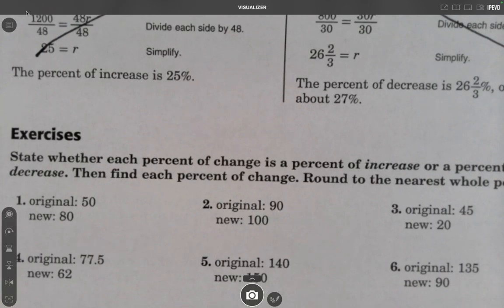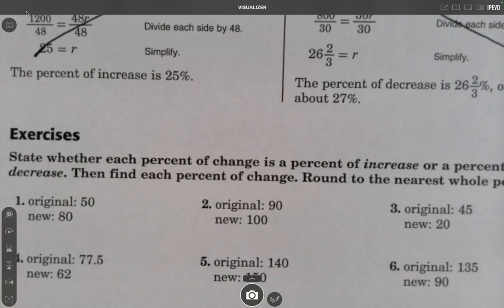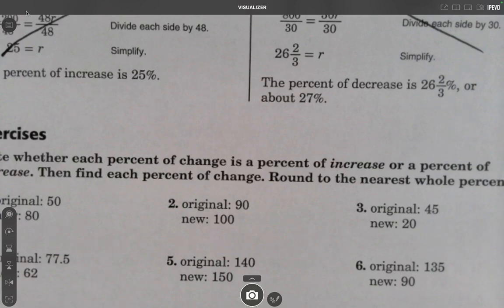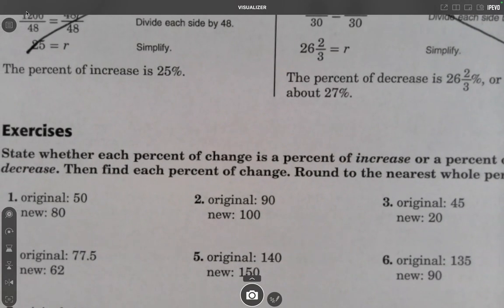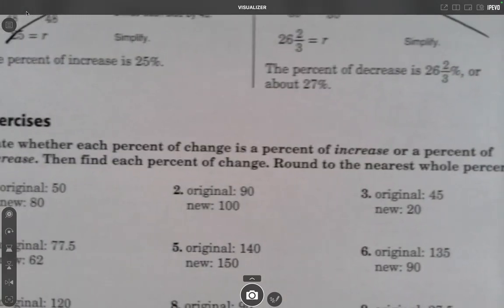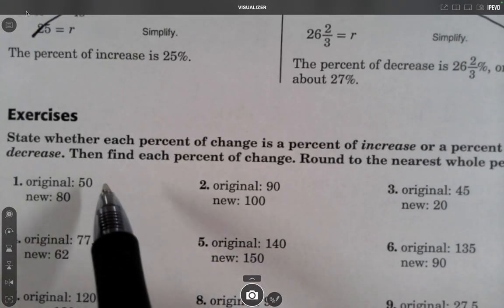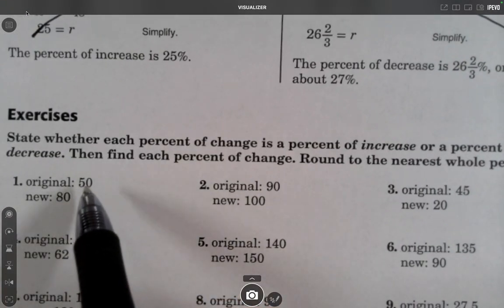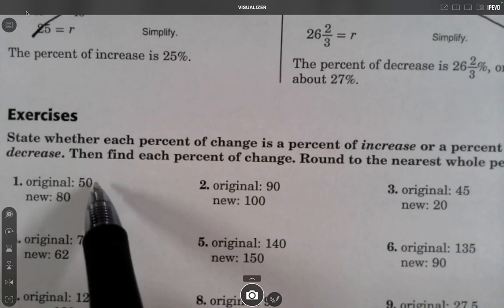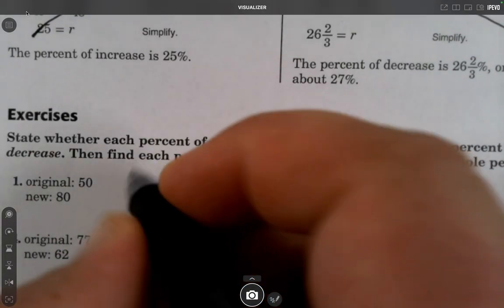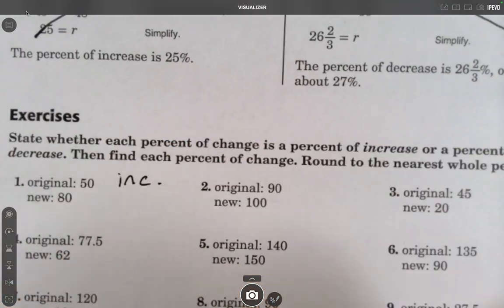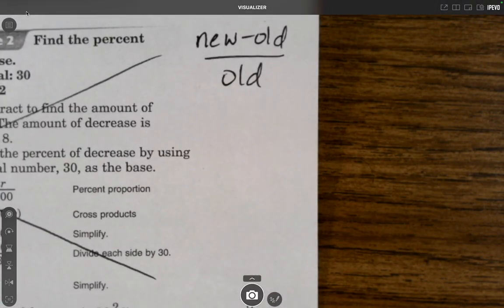State whether each percent of change is a percent of increase or percent of decrease. Then find the percent change. Round to the nearest whole percent. Okay, so figuring out increase or decrease should be pretty simple. We started at 50 because that's the original, and we went up to 80. So I can go ahead and say increase for this.